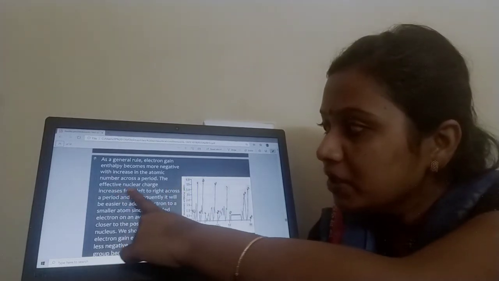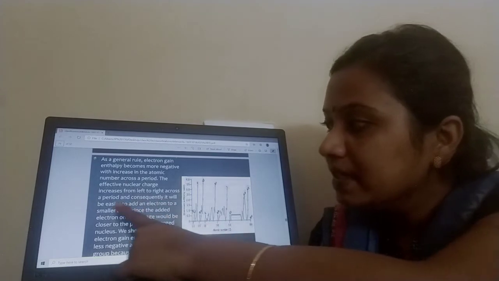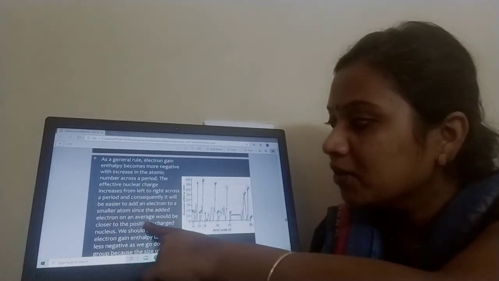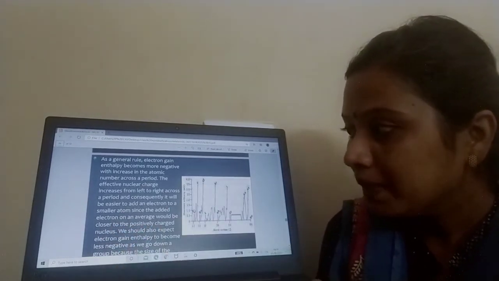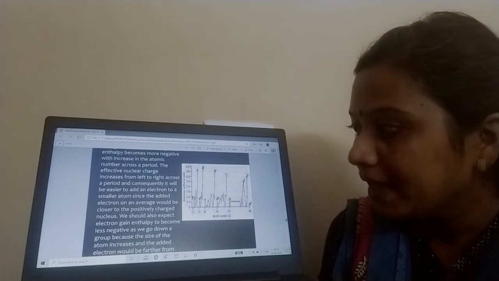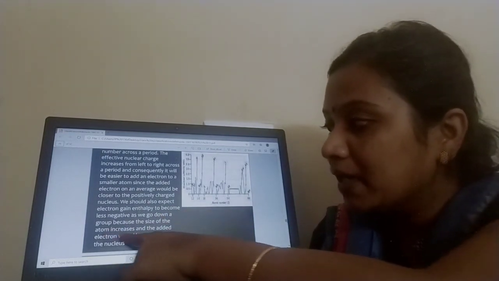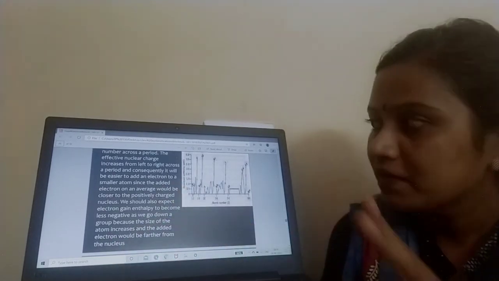Now, the nuclear charge increases from left to right across a period, and it is easy to add an electron to a smaller atom since the added electron on an average would be close to the positively charged nucleus. We should expect the EGE to become less negative as we move down the group because the size of the atom increases and the added electron will be farther from the nucleus. So we have seen the two cases.